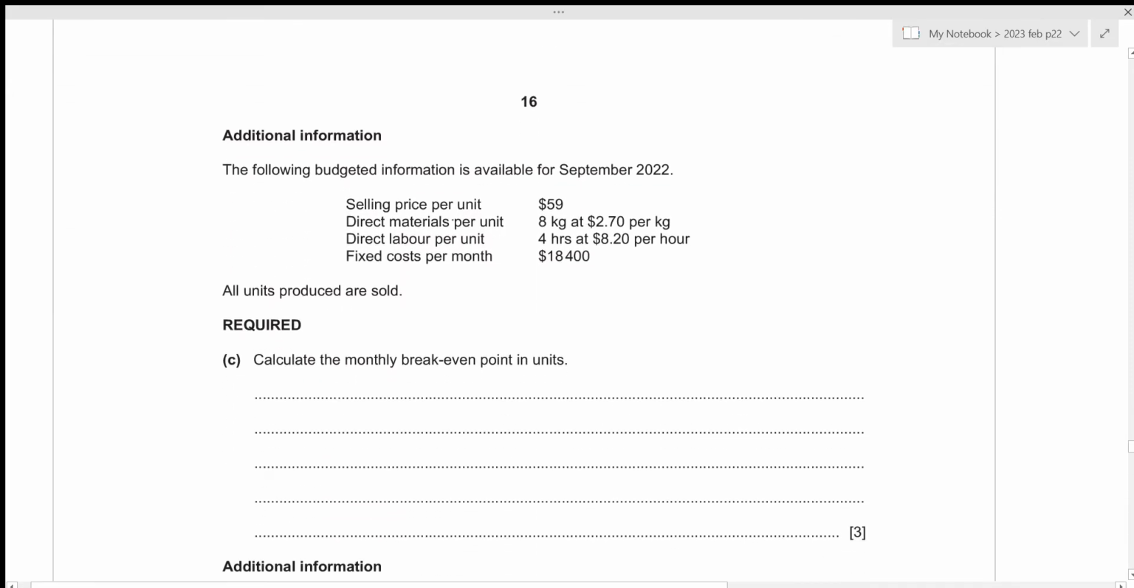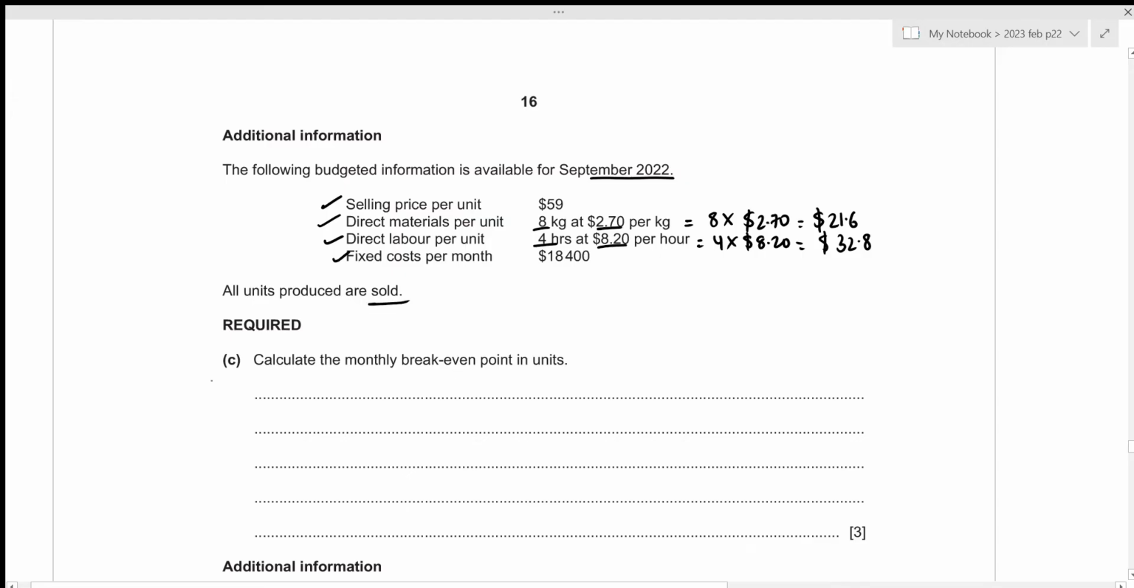We're given additional information. The following budgeted information is available for September 2022. Okay, we're given the direct materials per unit. So we require 8 kgs at 2.70 per kg. So the cost per unit is just going to be 8 times 2.70, which results in 21.6. Then the direct labor per unit, we require 4 hours at 8.20 per hour. So that's going to be a total of 4 times 8.20 per unit, which results in 32.8. And we're also given the fixed cost per month. All right, that's 18,400, and all units produced are sold.